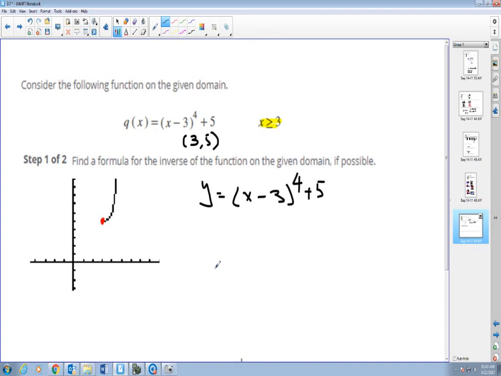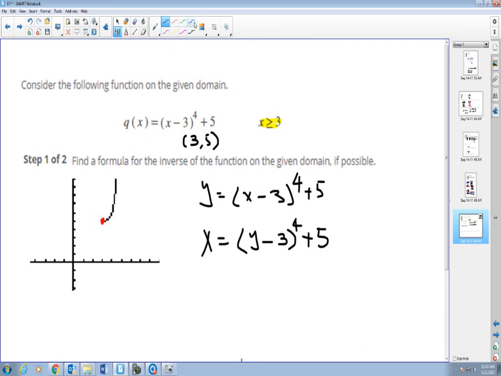The interchange between the x and y variables, step number 2. So that would be y minus 3 plus 5. Now solving for y. Don't go crazy and start multiplying this whole thing out, okay? That's a lot of work.